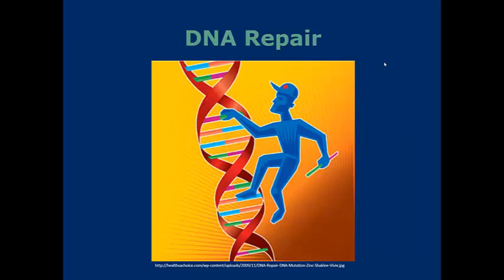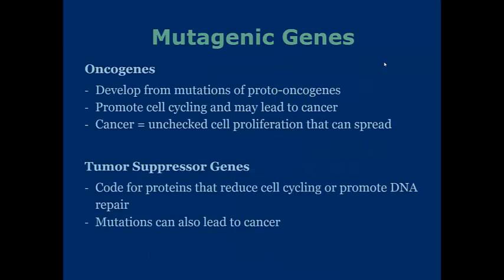DNA repair occurs in several different mechanisms, and we'll go into those in this little portion. Before we talk about ways that DNA repairs itself, we need to talk about what constitutes a mutagenic gene. There are 2 genes in particular that can cause errors in replication. Oncogenes are mutations in proto-oncogenes, and they promote cell cycling and could possibly lead to cancer if uncontrolled. Cancer is noted as the unchecked cell proliferation that can spread throughout, and this can happen in any cellular environment. If a cell loses its ability to regulate its replication, it's going to create cancerous effects.